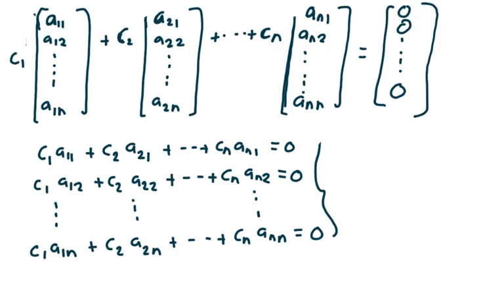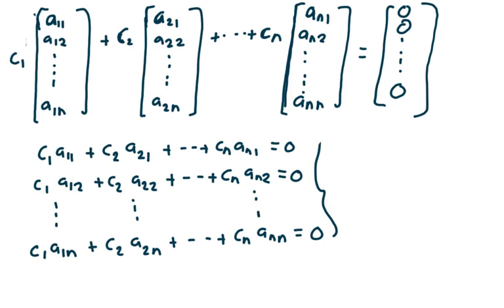How do we do that? We're going to take c1 times the column vector a11, a12 through a1n, plus c2 times the column vector a21, a22 through a2n, plus all the way through until cn times the column vector an1, an2 through ann. Okay, and we're going to set that equal to the zero vector.